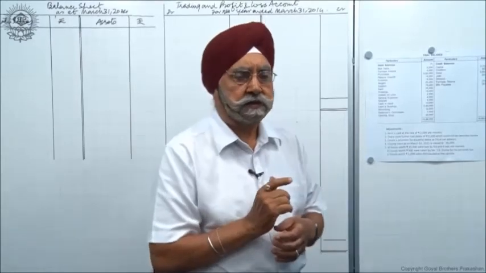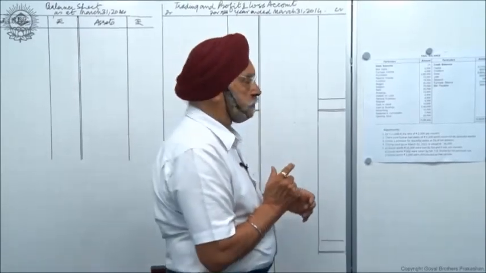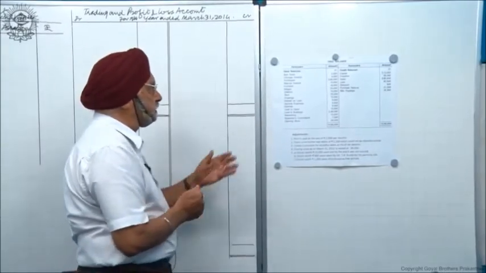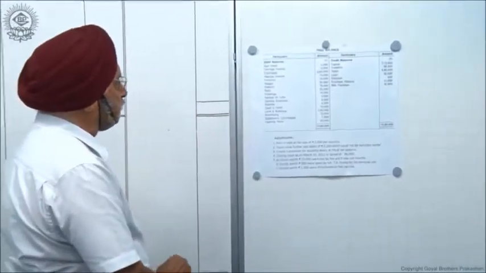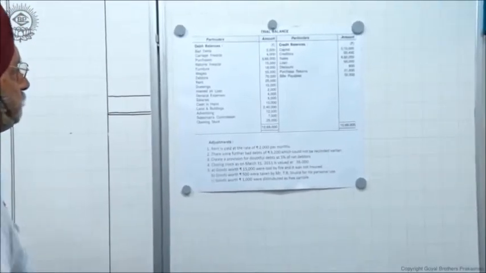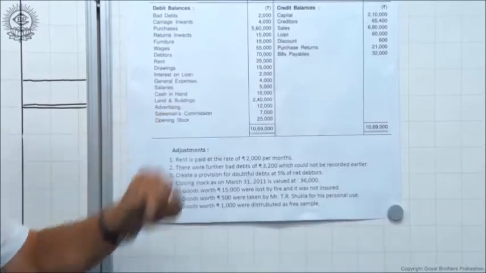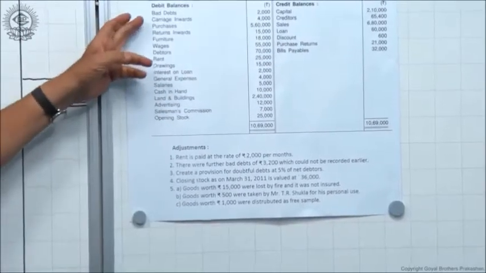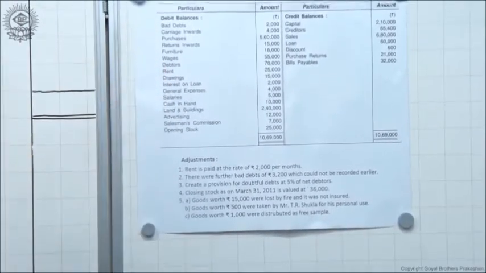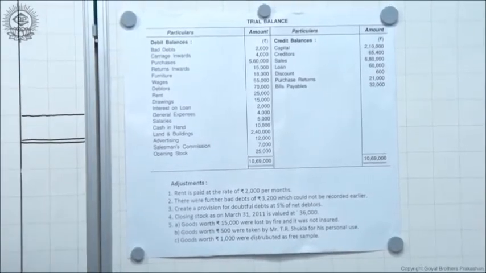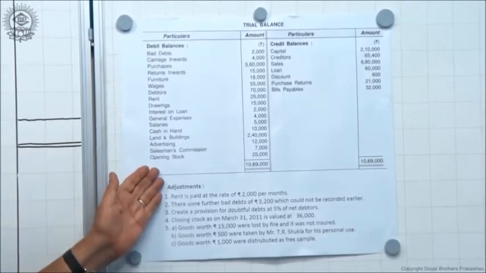Let us see the problem. Here is the problem before you. This is the trial balance of the sole trader. He has given us a trial balance, debit side and the credit side. On the debit side, we have balances of bad debts. Now these bad debts are part of the trial balance.